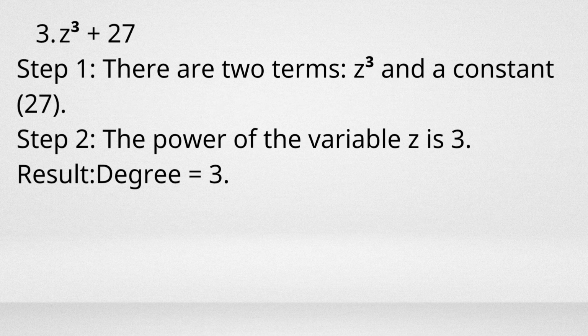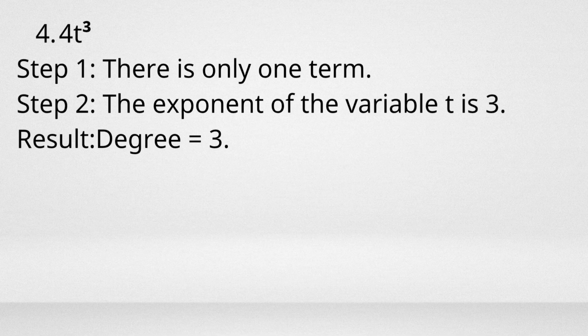There are two terms, z cube and 27. The power of the variable z is 3, degree is equal to 3. There is only one term, the exponent of the variable t is 3, degree is equal to 3.